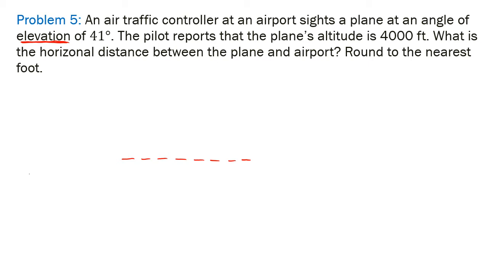Elevation means up. So I'm going to look up. And when I look up, there's this 41 degrees here between my dashed line and looking up. Up in the sky, there is a plane, and that is 4,000 feet in the air. That's the altitude. Now the question's asking, what is the horizontal distance between the airport, here's my airport, and the plane? So this is my horizontal distance. Horizontal distance is a flat line, in this case, our dashed one. And so we're going to solve for that x.